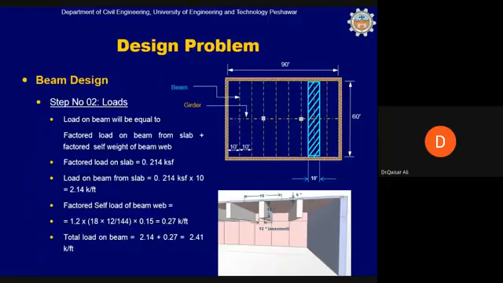Okay, load on the beam. Load on the beam coming from the slab, factored load is 0.214 kip per square foot. There is no change in this. 0.214 into 10, 2.14 kip per foot, as we have done in the previous option.